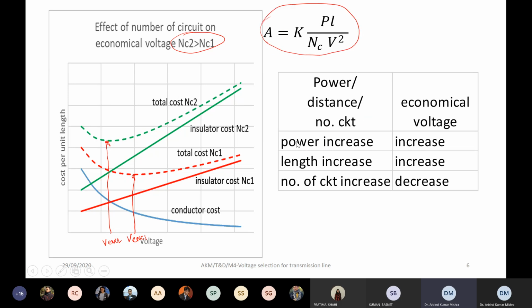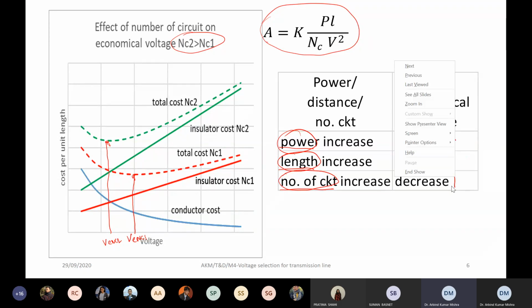So if I summarize, and if you recall your previous memory as well, then what we can say, I just want to summarize in this table, is that the effect of economical voltage choice depends on the power to be transmitted, length, and the number of circuits. With increase in the power, the economical voltage is increasing. With increase in the line length to be transmitted, the economical voltage is increasing. However, with increase in the number of circuits, the economical voltage is decreasing.